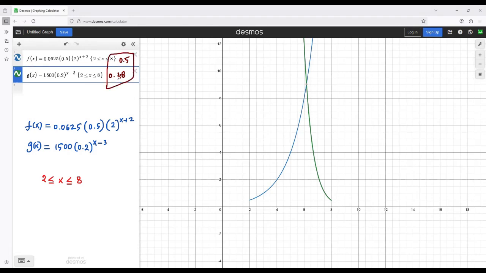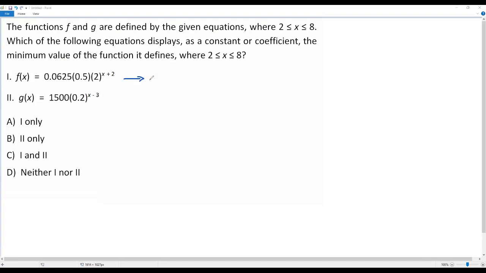Okay, now let's go to the question. Here the minimum value of f of x is 0.5, and the minimum value of the function g of x is 0.48. When I consider the function f of x in statement 1, this minimum value 0.5 is displayed as the coefficient of this term. Now let's consider the second statement, the function g of x. Its minimum value is 0.48, but this minimum value 0.48 is not displayed over here either as a constant or coefficient. Only in statement 1, the function f of x displays its minimum value 0.5 as a coefficient for this term. So the correct answer choice for this one is A, 1 only.